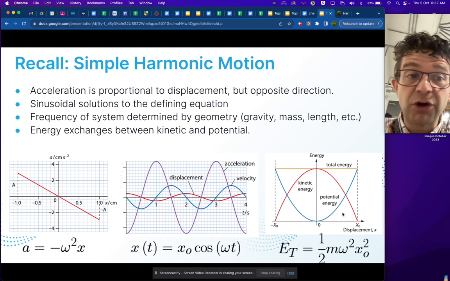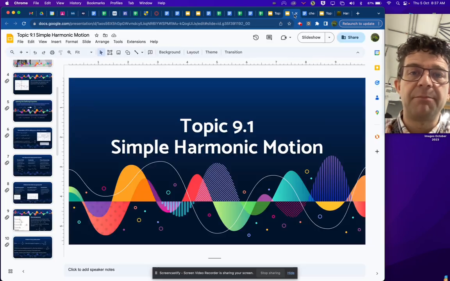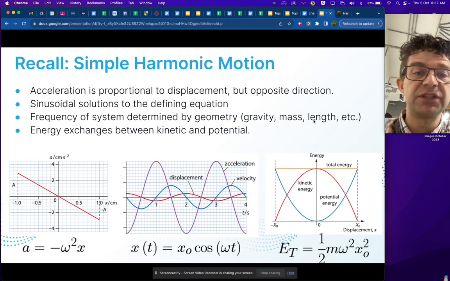Again, very, very quick run through the key things for simple harmonic motion. You might want to pop over to a set of slides on simple harmonic motion if that's not familiar to you.